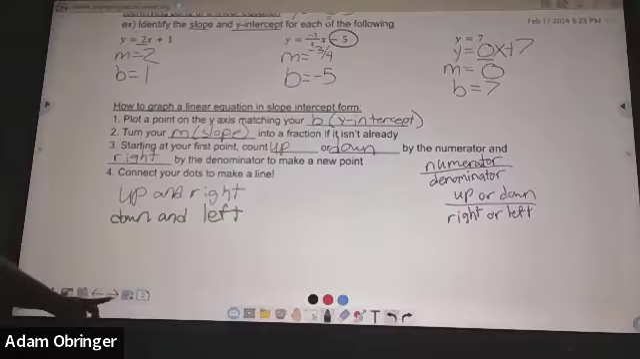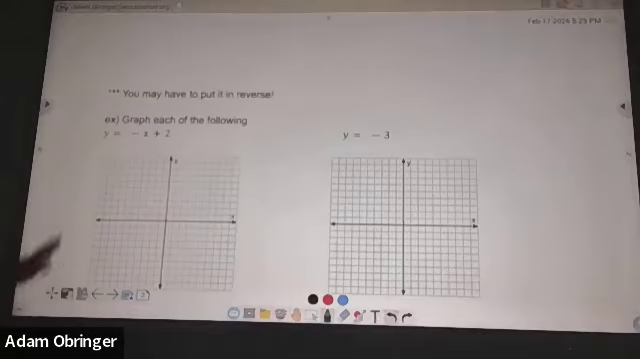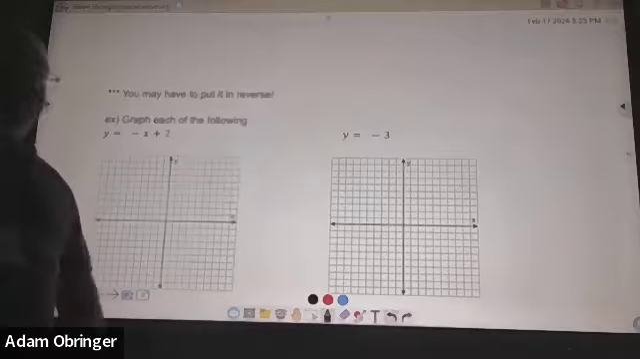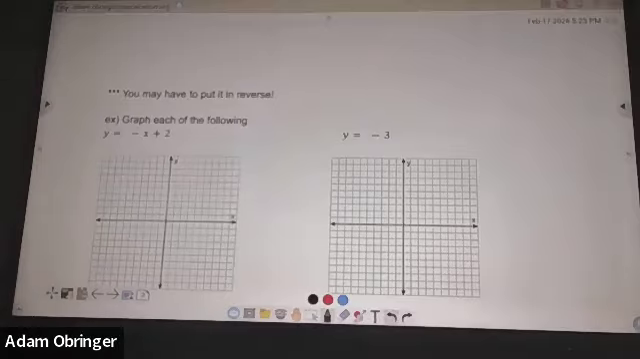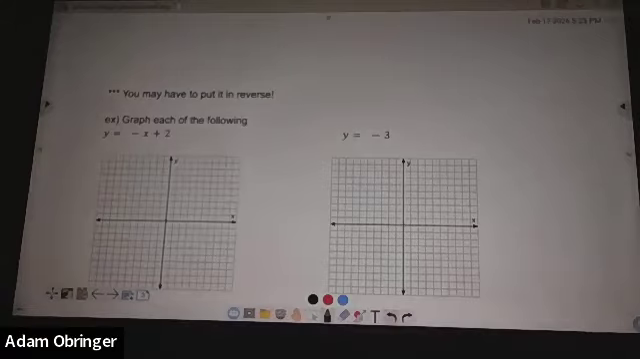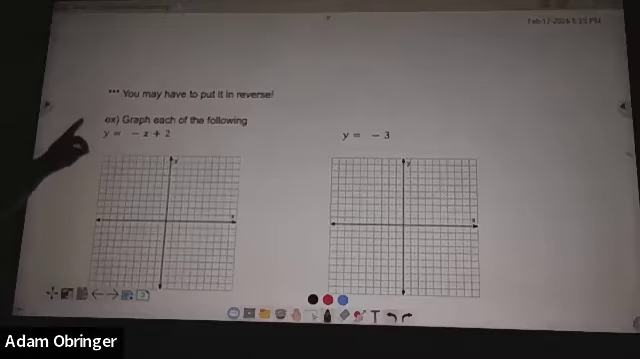So let me go over to the next page and have it in the top. You may have to put it in reverse. We've got a couple examples that we can look at here. So graph each of the following. Y equals negative x plus 2.